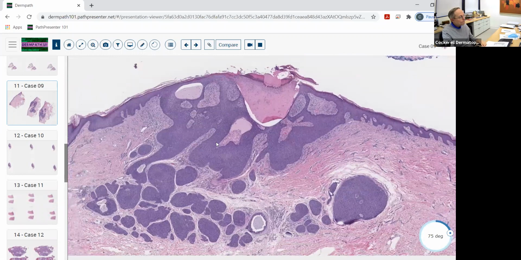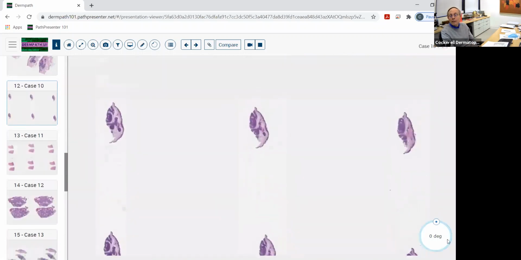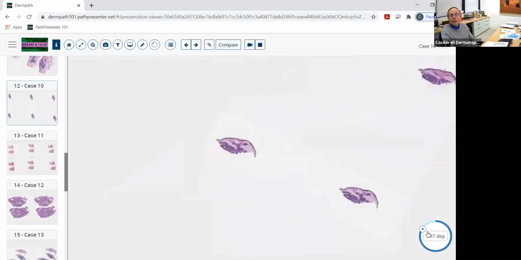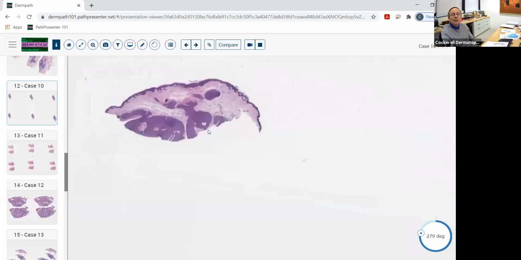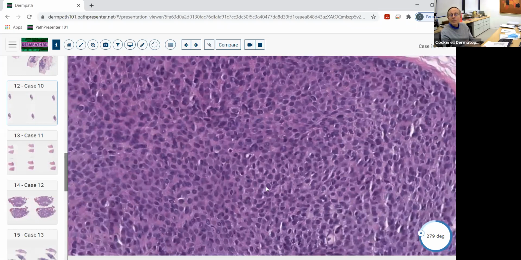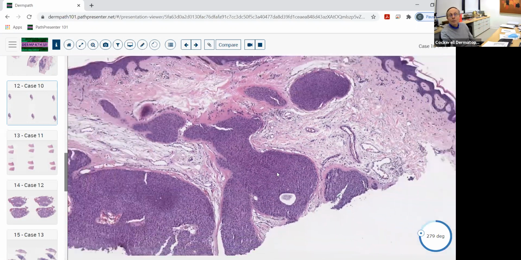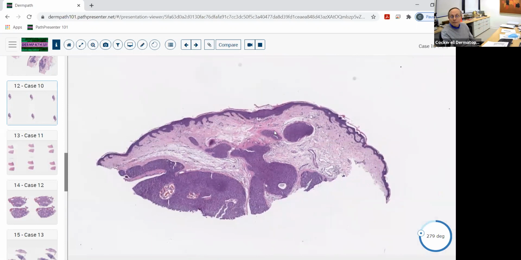Okay. So keeping with that theme, let's look at this one. So you think in your mind, here we go, we've got a dermal-based process here, and at higher magnification it's got those same kind of cells. So what do we call it when it doesn't have any contiguity with the epidermis? We call it a dermal duct tumor, okay?